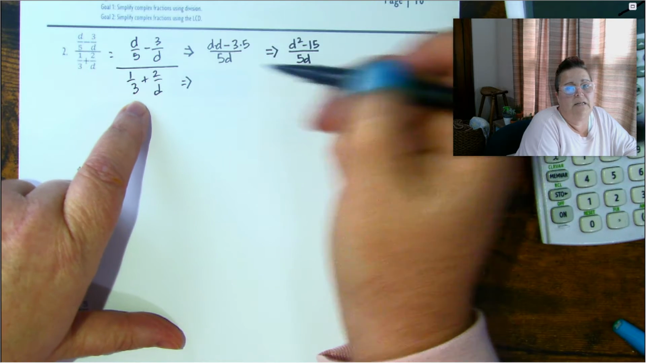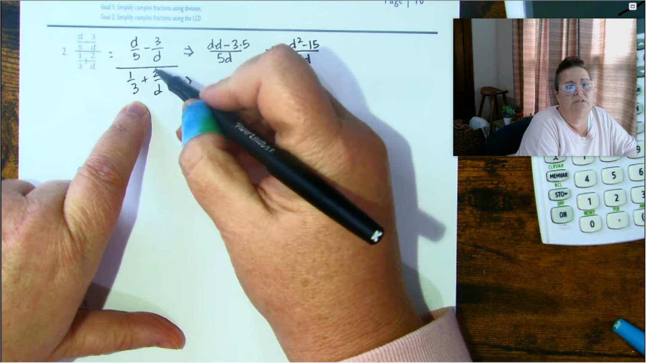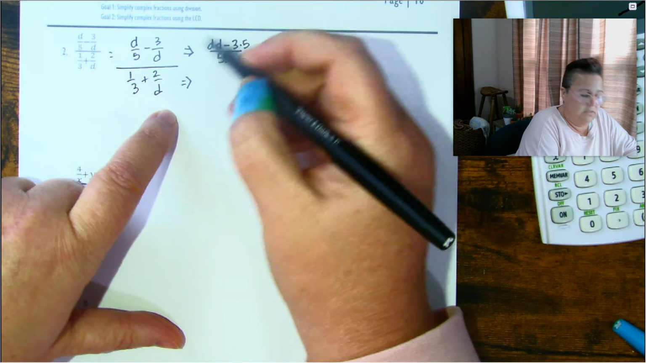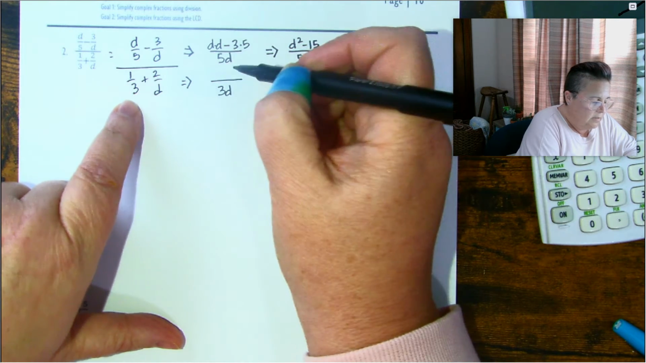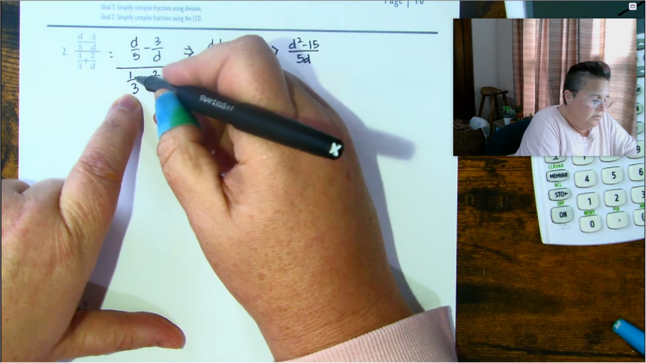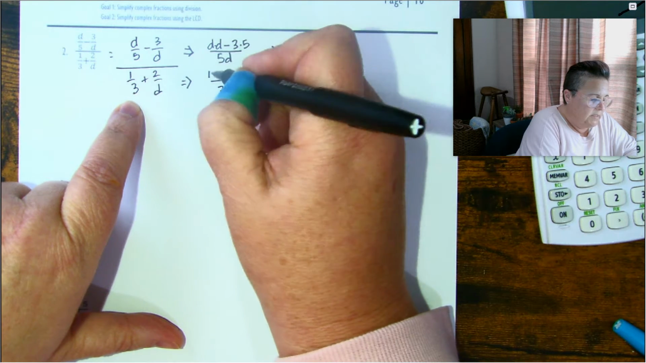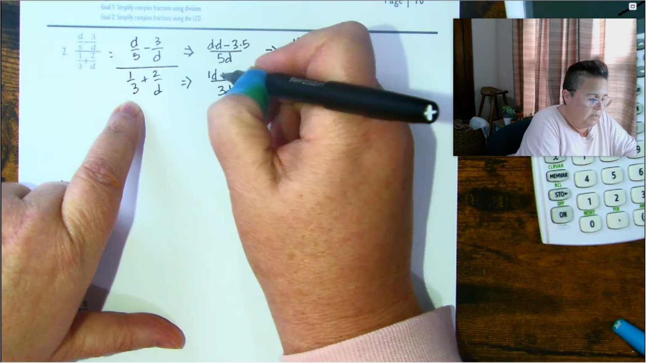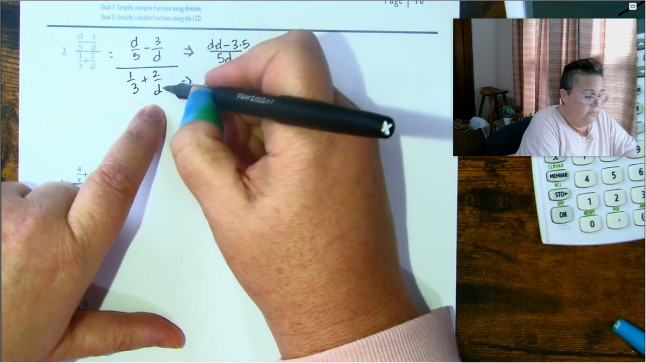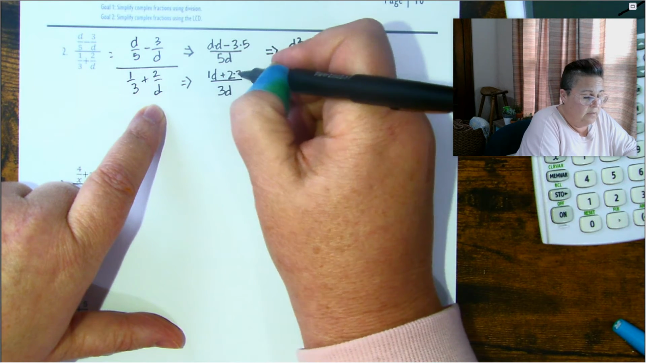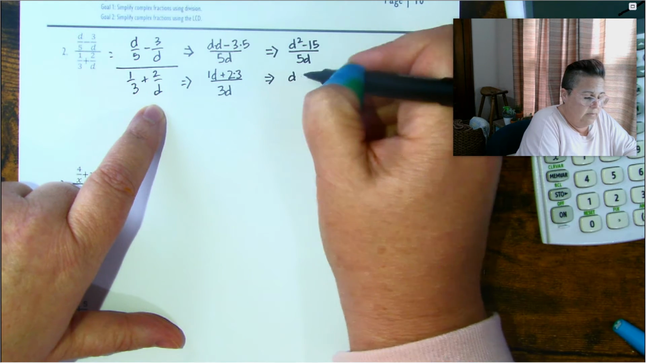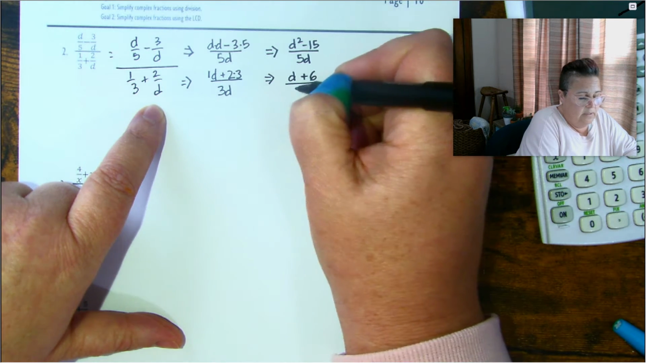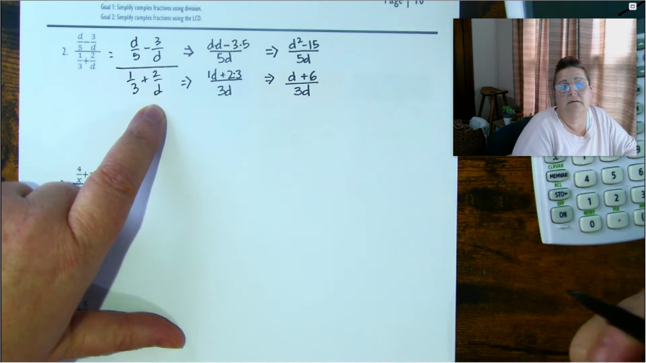My denominator is 1/3 plus 2d. So that's going to give me a denominator of 3d. Numerator is 1. It's over 3. It's missing the d. So that's going to be 1d plus 2. 2 is over d, but it's missing the 3. That's 3. So that's going to give me d plus 6 over 3d.